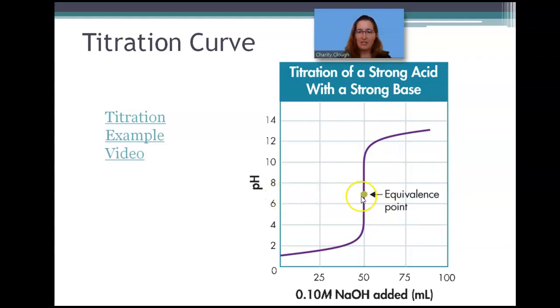That is when the pH is at 7. What this graph tells me is that it took 50 milliliters of the base to neutralize the acid. In this case, this example uses a 0.1 molar concentration of sodium hydroxide. If I know the volume and concentration of a base that it took to neutralize an acid, and I know the volume of the acid that I started with, I can use that to calculate the concentration of the acid, and that's what we're going to be looking at here.